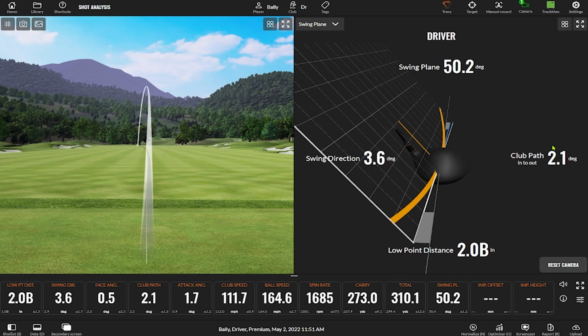So an easy way to think of this is anytime we're hitting the ball first and then the ground, the path number is always going to be further right than the swing direction number. Anytime we're hitting up on the golf ball, the path number is going to be further left than the swing direction value. So to hit a nice high draw like that last one, you can see that the swing direction was 3.6 to the right. The actual path was 2.1 to the right. Beautiful launch conditions, lots of speed, beautifully fit driver there, 1700 spin, 273 yard carry, 310 yard total.